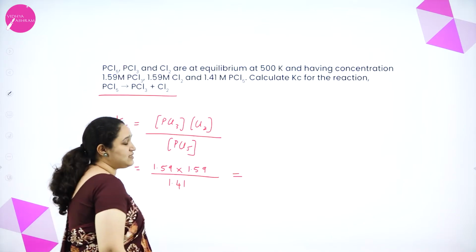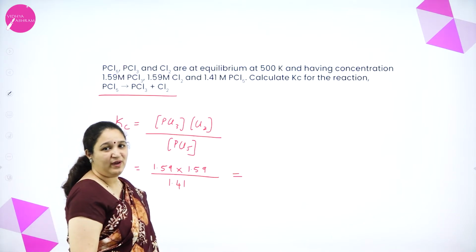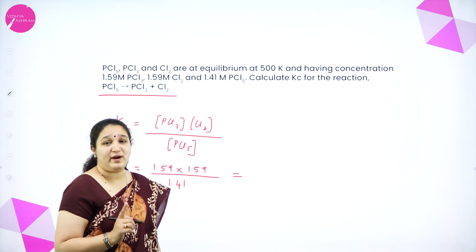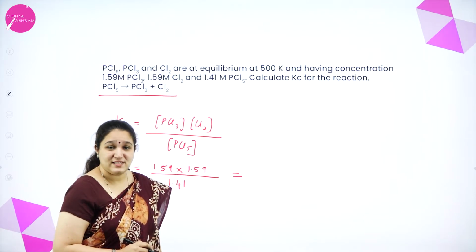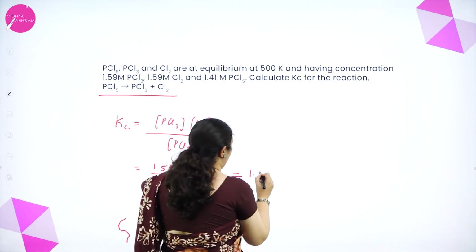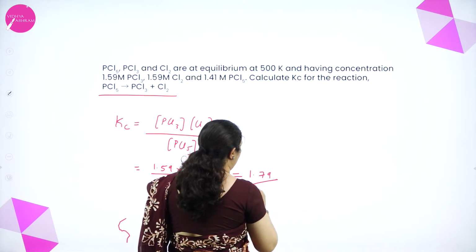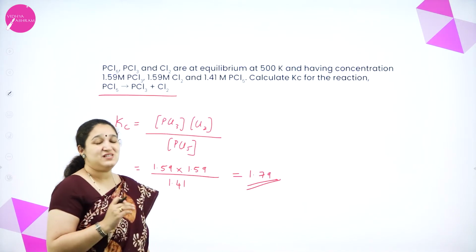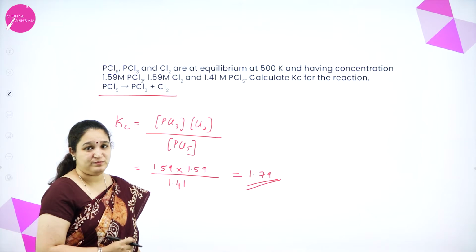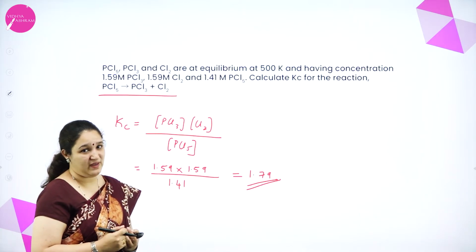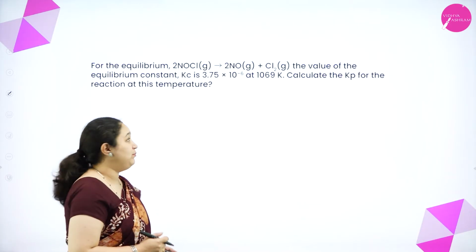So what is the answer you're going to get? It is 1.79, isn't it? So it is 1.79. So this is one type of problem. Three similar problems we have solved. So we'll see the next problem.